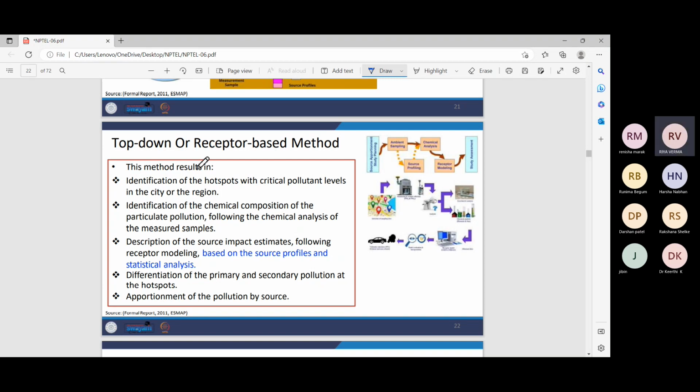Next is the identification of the chemical composition of the particulate pollution following the chemical analysis of the measured samples. Basically, since we have different samples, we'll be doing the chemical analysis for those air samples, and then we'll have the chemical composition of those pollutants. Next is the description of the source impact estimates following the receptor modeling. And then differentiation of the primary and secondary pollution at the hotspots. And the last one is the apportionment of the pollution by the source.